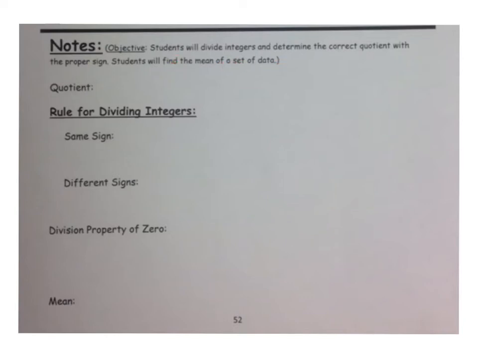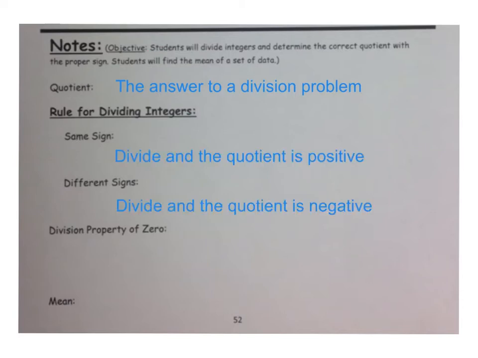So when we start here, I want to define the word quotient. Quotient is the answer to a division problem. And we're going to have rules for dividing integers. And guess what? These are the exact same rules we had for multiplying. Much, much easier than add and subtract. If I go too fast in the video, you just pause and fill out your notes. If you divide integers with the same sign, you divide and the quotient is positive. If you have different signs, you divide and the quotient is negative.